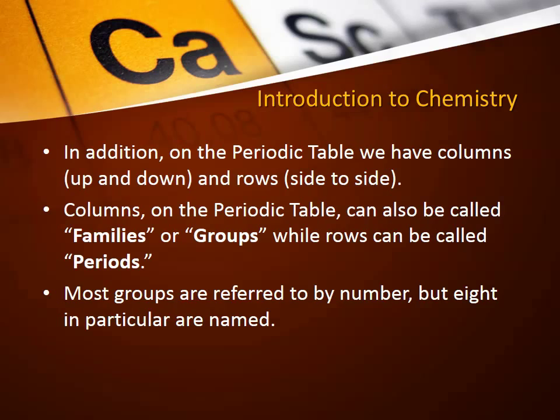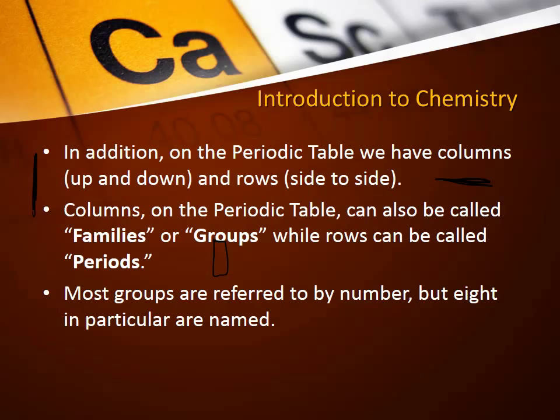In addition, on the periodic table, we have columns that go up and down, and rows that go side to side. Columns on the periodic table are also called families or groups. Normally the group refers to the column, and we use the term family if it actually has a special name to it. Rows, however, are always called periods, which does deal with the name periodic table. We'll get to that in unit, I believe, 3.